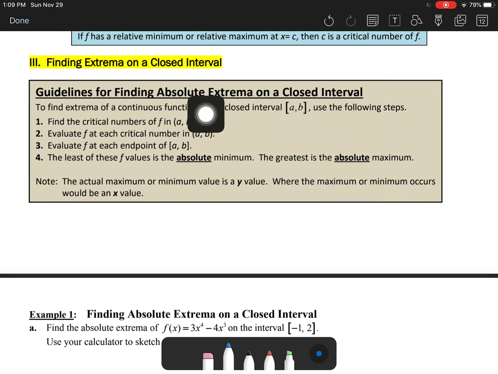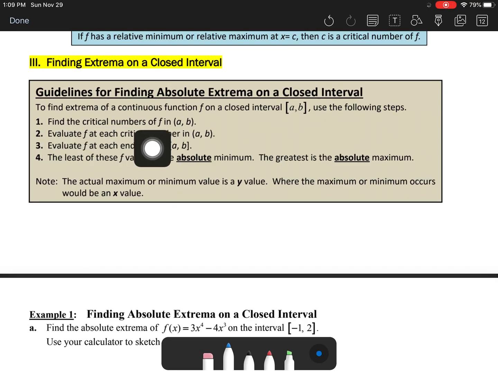So, guidelines for finding absolute extrema on a closed interval, okay? This is really important and is related to the extreme value theorem, okay? So when they say find the extreme values of this continuous function on this closed interval, these are the steps. First thing is find critical numbers. So basically what that means is find the derivative of the function, set it equal to 0, and solve, okay?